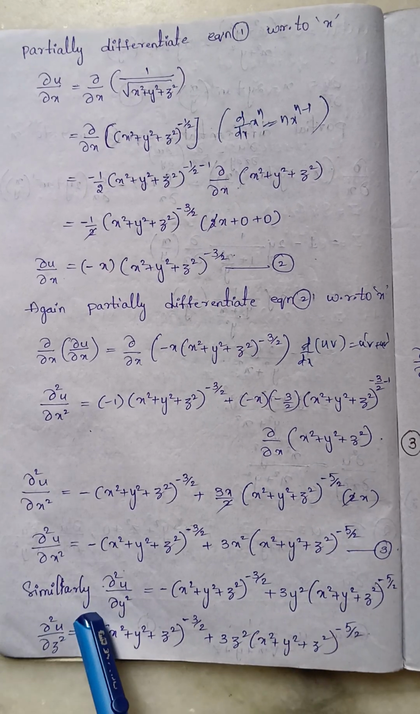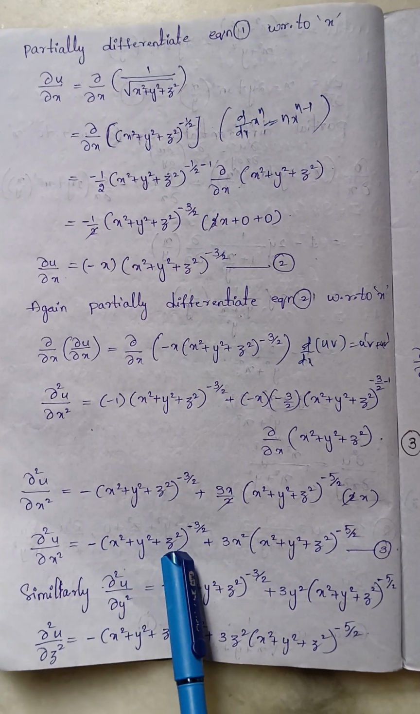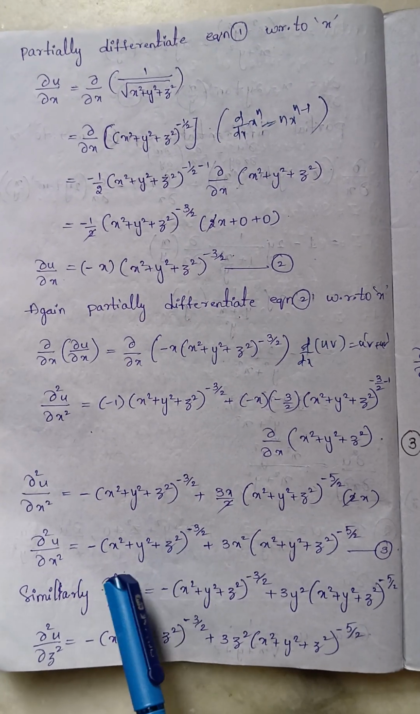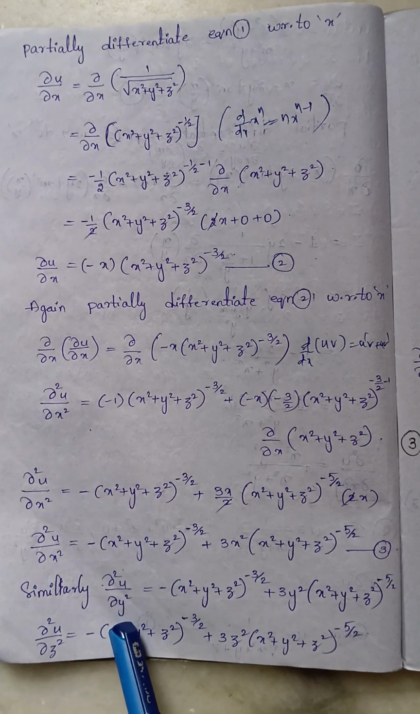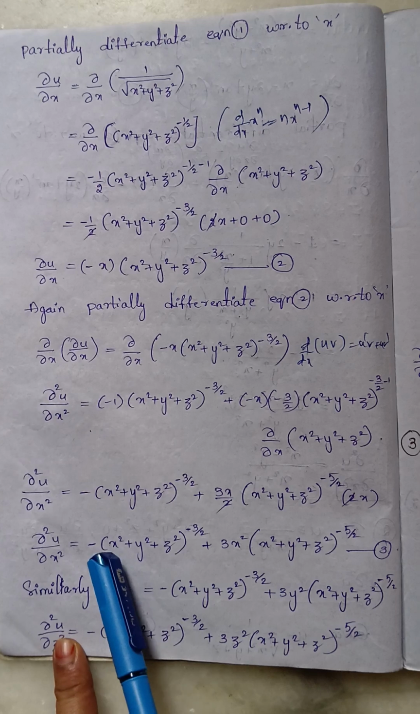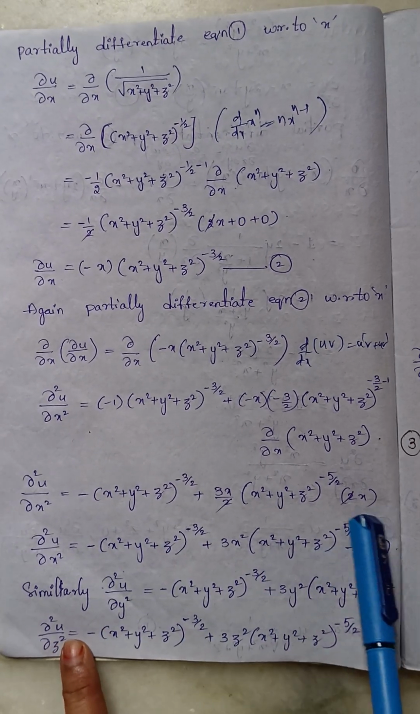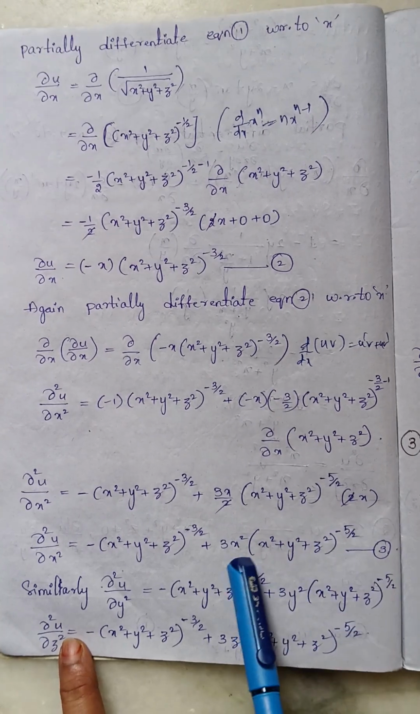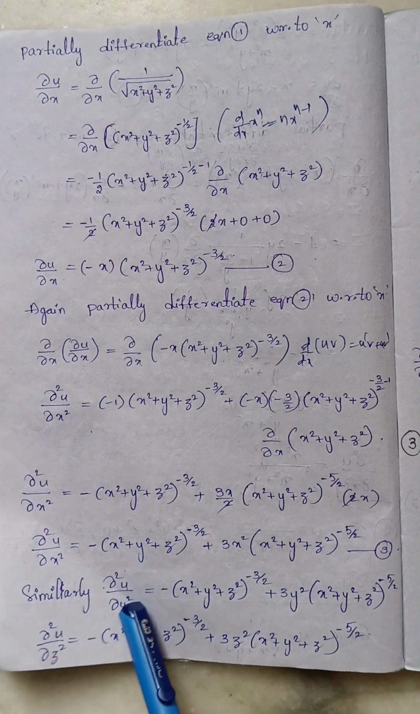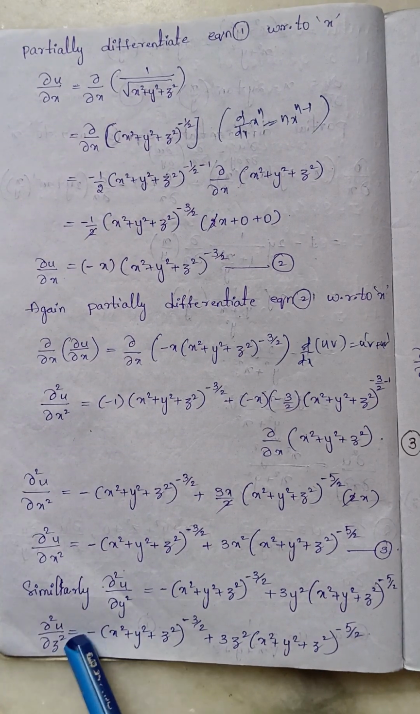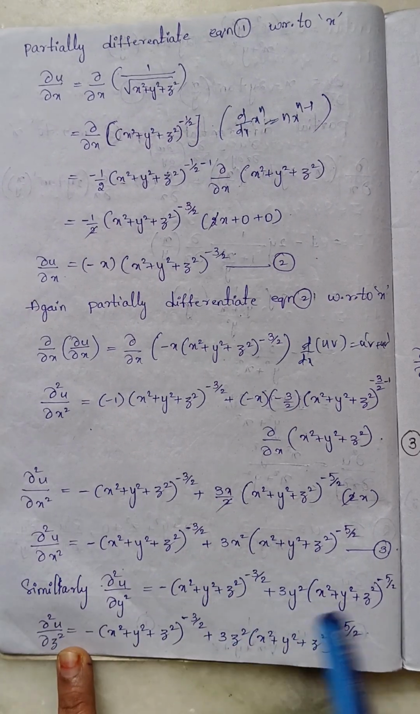Similarly, no need to find it again for y square, because the degrees are the same. The x square plus y square plus z square term is given. So simply instead of x you substitute y, then you get dou square u by dou y square. The first term is the same, take it as it is, and here instead of x we keep y, that is nothing but dou square u by dou y square. Similarly for dou square u by dou z square, this term is same, and 3z square into this term.